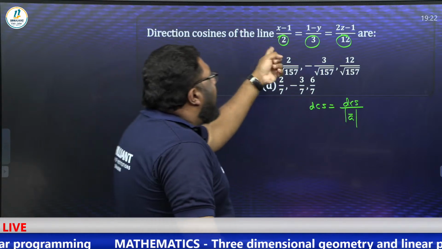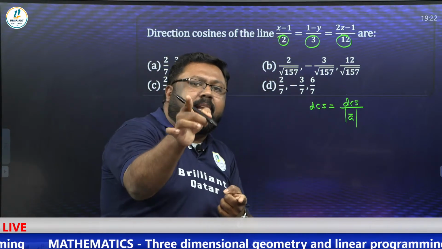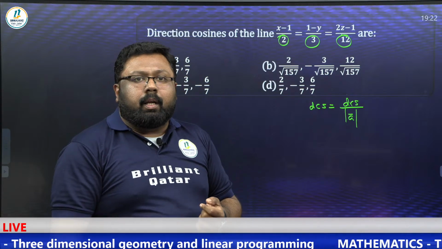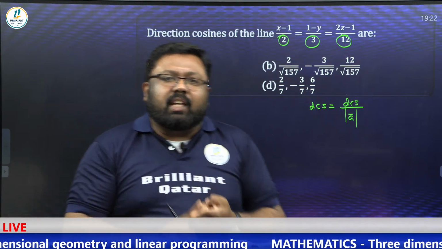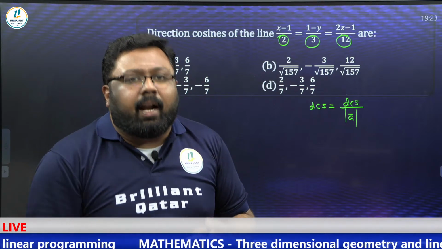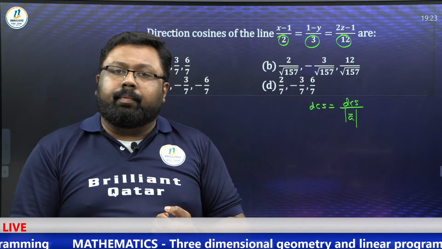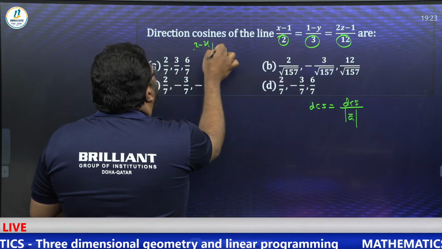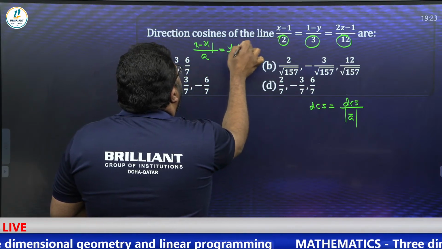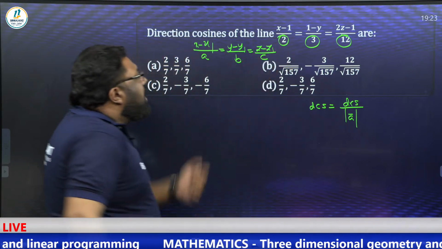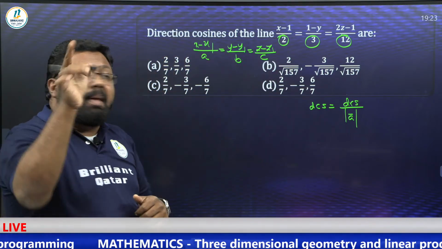Because this is one very important thing you must remember and keep in mind even when you're attempting your 5-mark question in 3D geometry. Cross check whether the equation of the line given in the question is in the standard form that we have studied. The standard Cartesian form is what? x minus x1 by a, y minus y1 by b, z minus z1 by c. If it's not in the standard form, first make it.